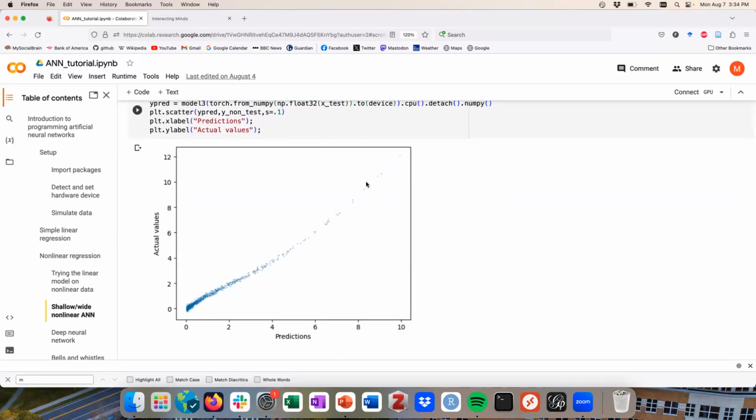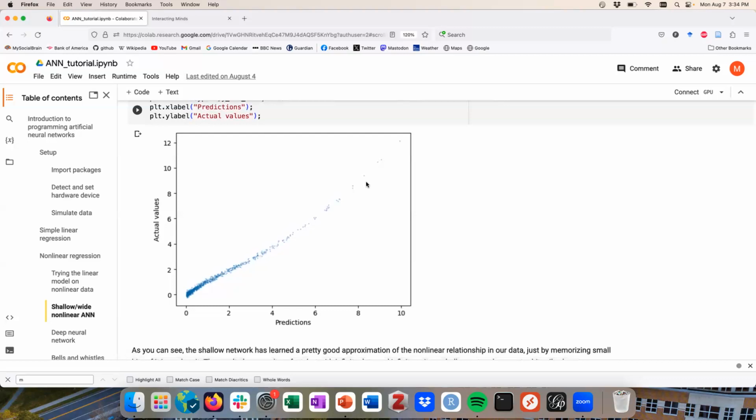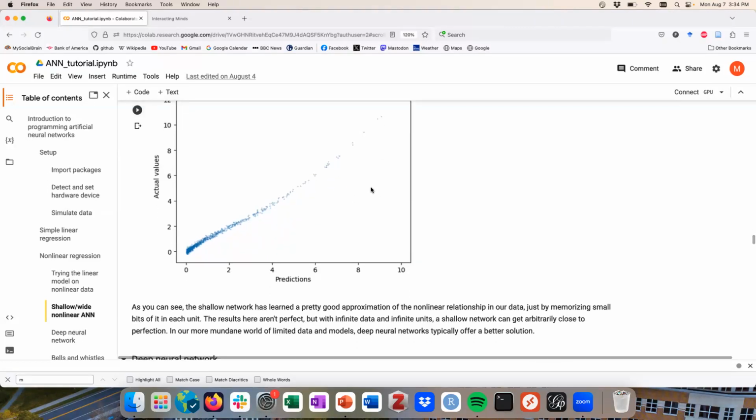And this is what the relationship between the predictions and the actual values looks like. It's not quite perfect, but again, if my data looked this good, I'd be really happy in real life. And if we had more units and more data and so forth, this could be arbitrarily close to a perfectly straight line. But that highlights the limitation of shallow networks: they are just memorizing data.